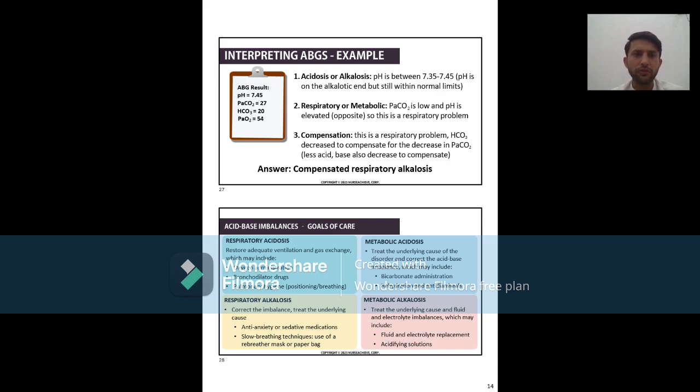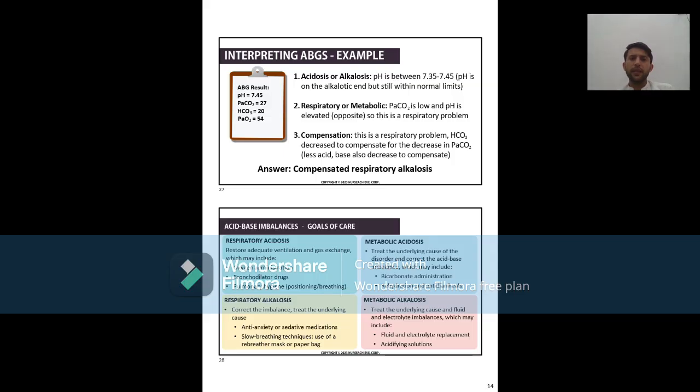Respiratory or metabolic? As we discussed earlier, in the ROME formula we say respiratory opposite and metabolic equal. Here it is opposite: the PaCO2 level goes down and the pH goes up. Now we check for compensation. Is the respiratory problem compensated? HCO3 decreases to compensate for the decrease in PaCO2. Less acidic, so the base also decreases to compensate. In this condition, the patient's bicarb goes down and the patient is compensated. We call it compensated respiratory alkalosis.